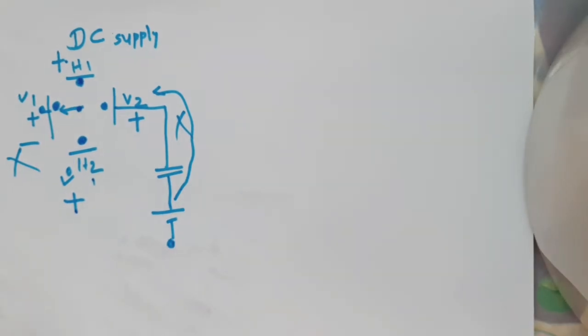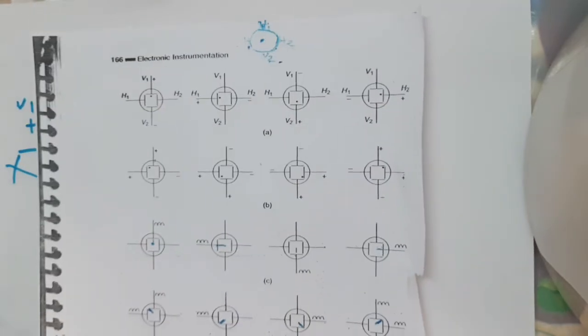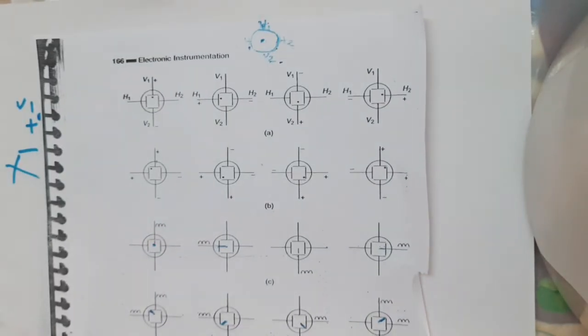I will give you this last diagram, showing the representation of the spot when we are applying DC supply. See this.